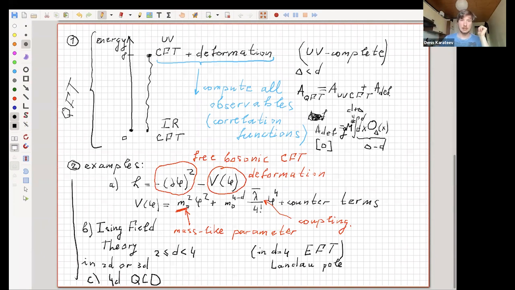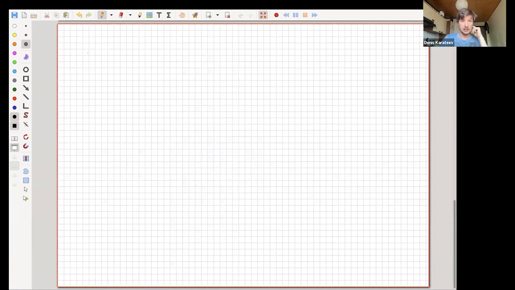I should mention, and put it in the new slide, two examples of non-UV complete theories. One we already mentioned is D equal 4, phi to the 4 theory. And another one is D equal 4, quantum electrodynamics. It also has a Landau pole, and it's not, strictly speaking, well-defined at infinitely high energies.